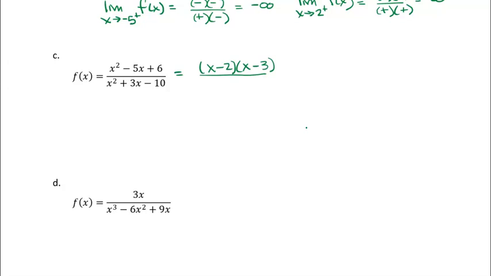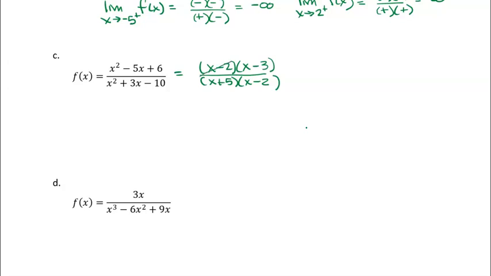And then this looks like it's the same denominator I had before. Well, yeah, it's the same denominator I had before. So it's x plus 5 and x minus 2. Now, in this case, notice that we have a factor of x minus 2 in the numerator and the denominator. So I can cancel it as long as x is not equal to 2. So I have to keep that in mind.